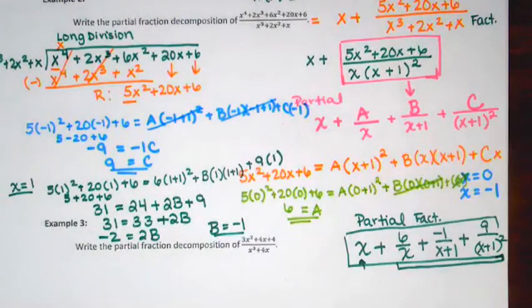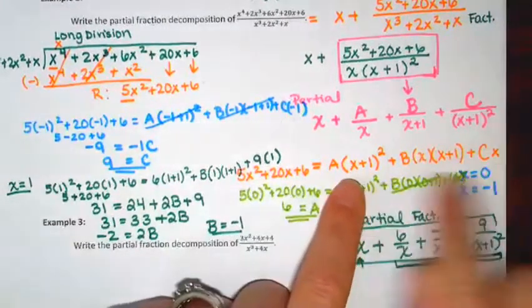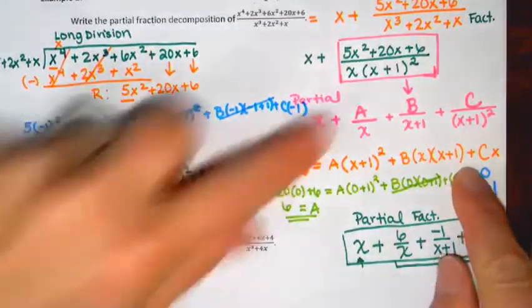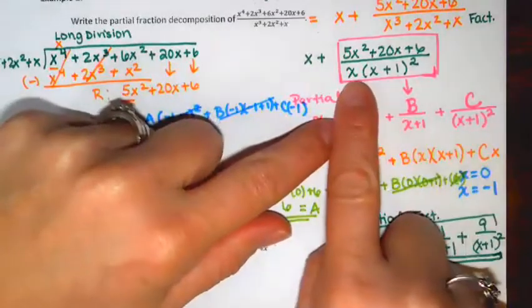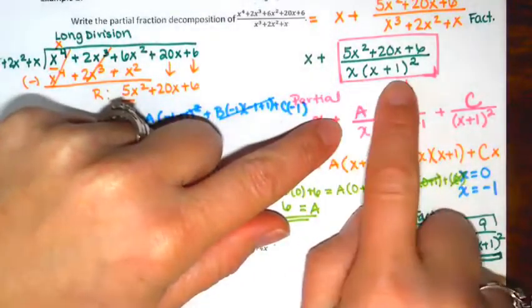Yes, ma'am. Real quick, I'm just confused. Back at the pink portion, how did you figure out what you needed to multiply by to get to the orange? Okay. So from here, we know my common denominator is x and (x plus 1) squared, right?